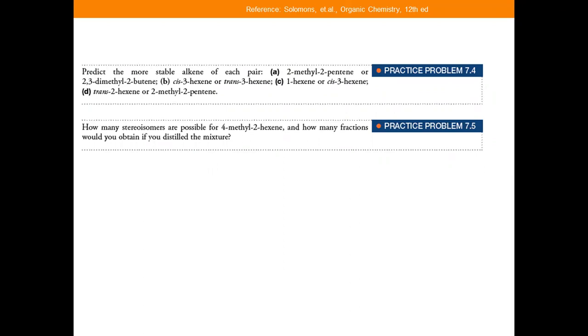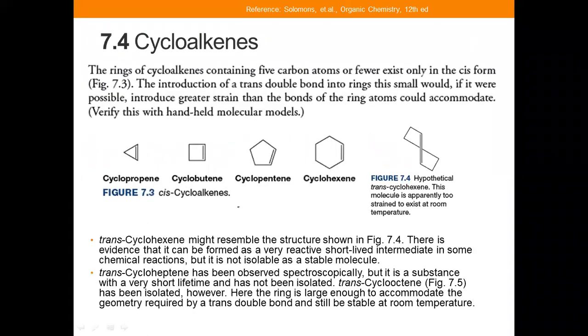Okay, this one is simple. Predict which one is more stable. How many stereoisomers? It's very simple. How many fractions? Distill the mixture. Okay, we'll do distillation when we go to the lab. So the next activity for the lab will be distillation. Okay, so let's go with cycloalkenes.